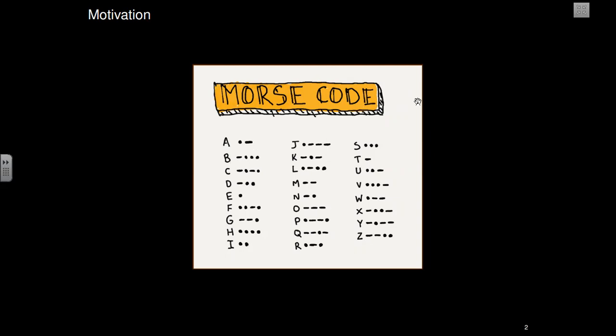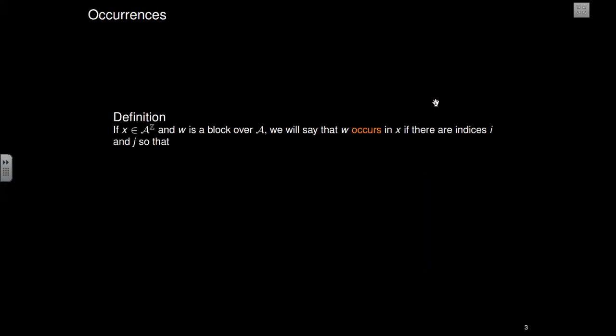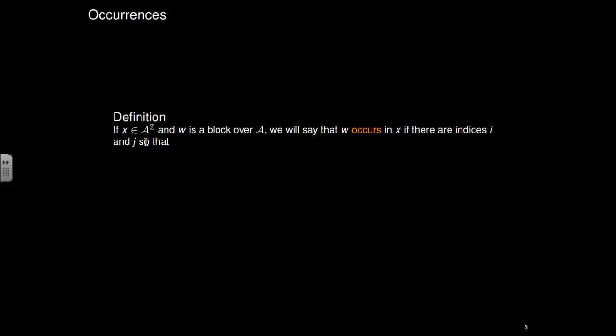Okay, let's go to one basic definition. If x is inside of the full A shift and w is a block over A, w is one word, we can say that, for example, w is inside of A star, as we are familiar already with this notation, and over this alphabet, we will say that w occurs in x if there are indices i and j, so that, let's follow the formula.